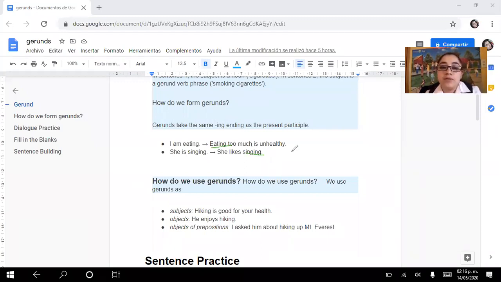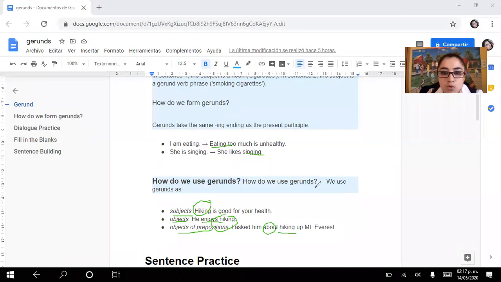Then we talked about how we use gerunds. We said that we have 3 different uses: gerund as a subject, gerund as an object, and gerund as an object of a preposition. Like this, the subject is at the beginning of the sentence, then as an object when you have a verb and then the gerund, and as an object of a preposition. As you can see, here we have a preposition and next to it, a gerund.